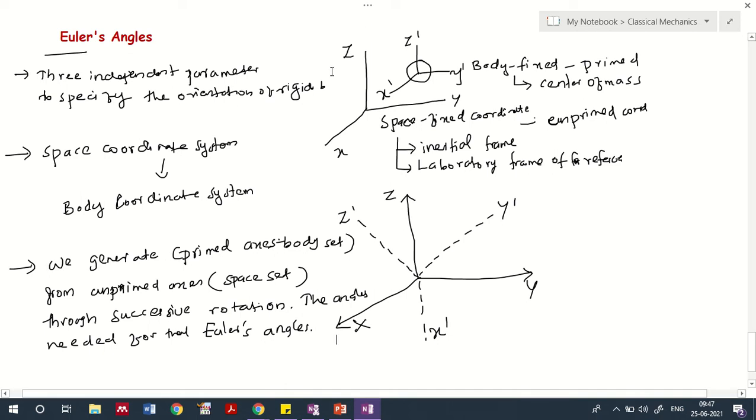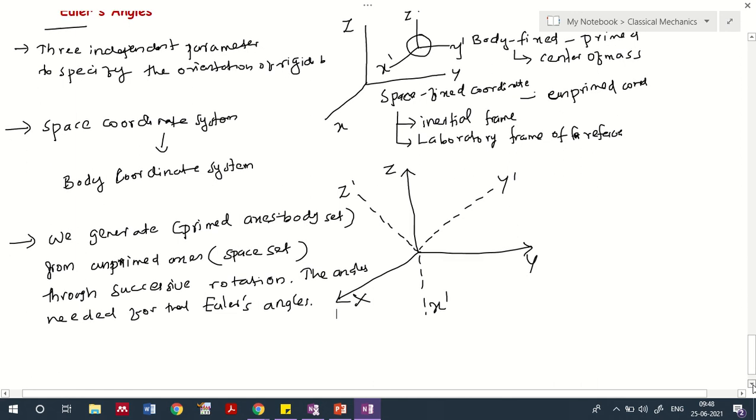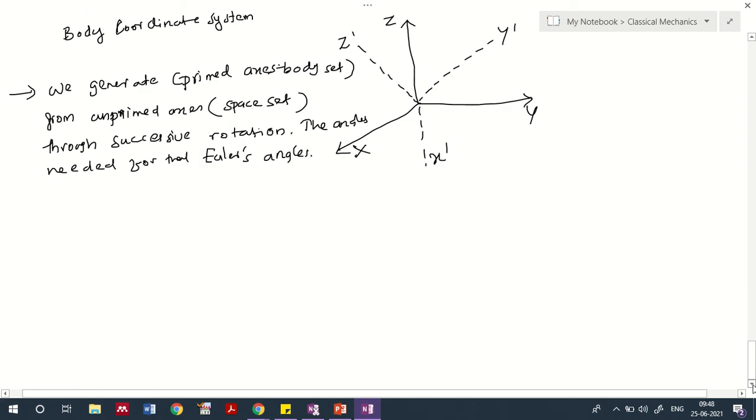As you can see in the figure, we have a circle over here. We are observing from this xyz axis. So we need to convert a space coordinate system to a body set of coordinates. For that purpose we use Euler's angle. This Euler's angle consists of three successive rotation angles.